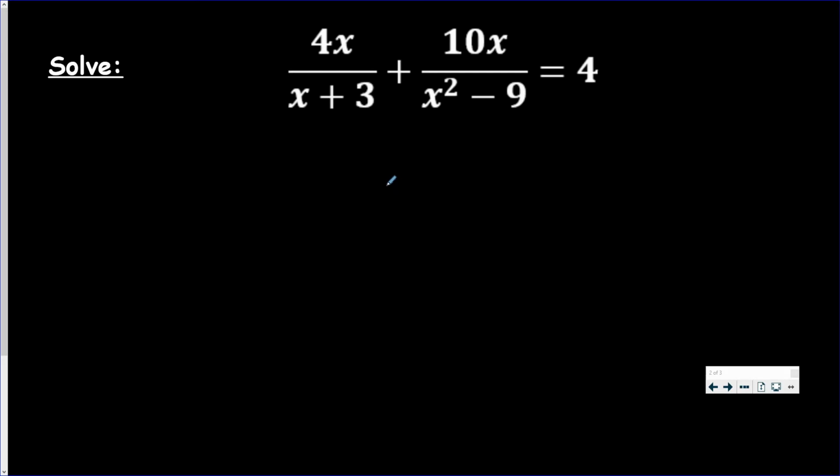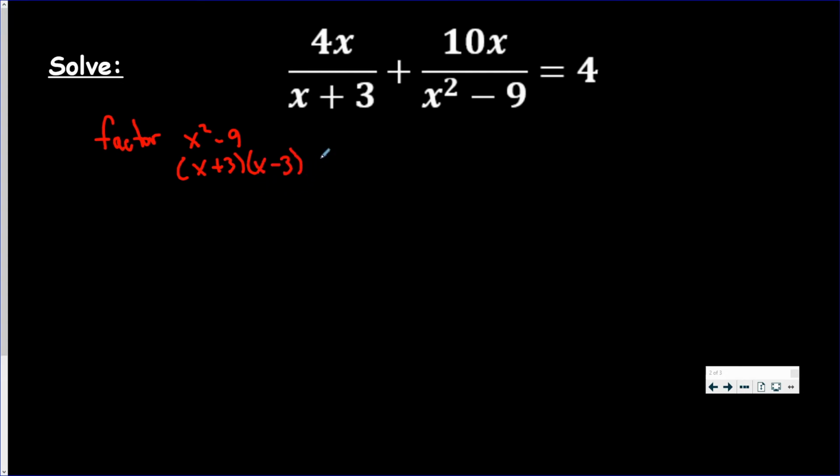So this is the question we were looking at before. A couple things going on here. We have two denominators and one of them needs to be factored. So maybe the first thing to think about would be to factor that x squared minus 9. Now that one's a difference of squares, so you're just going to get x plus 3 and x minus 3.